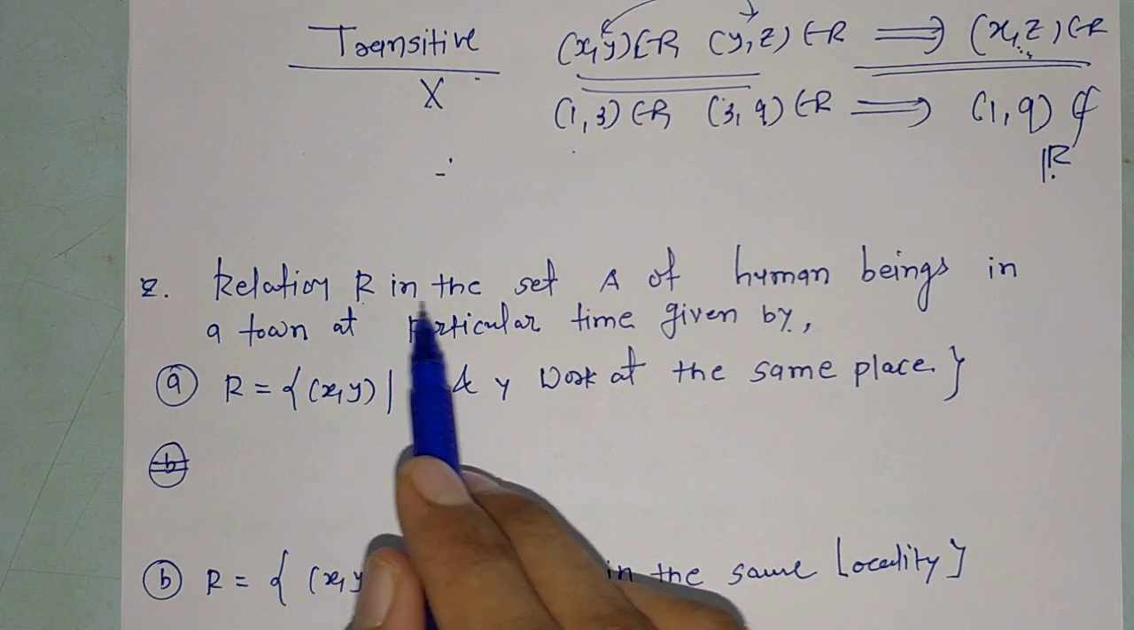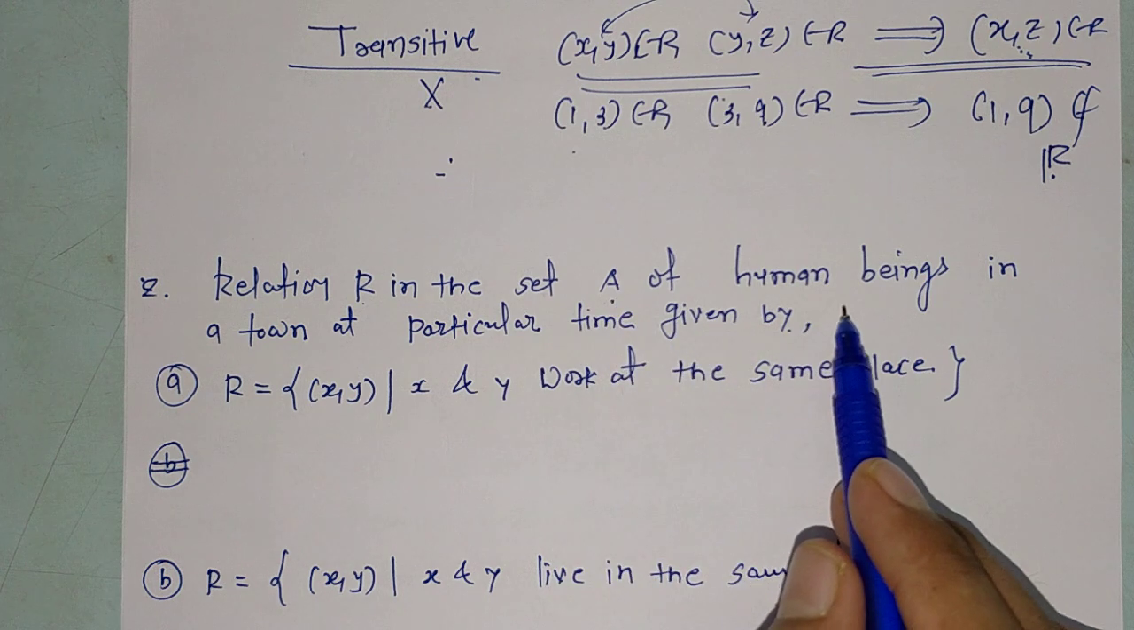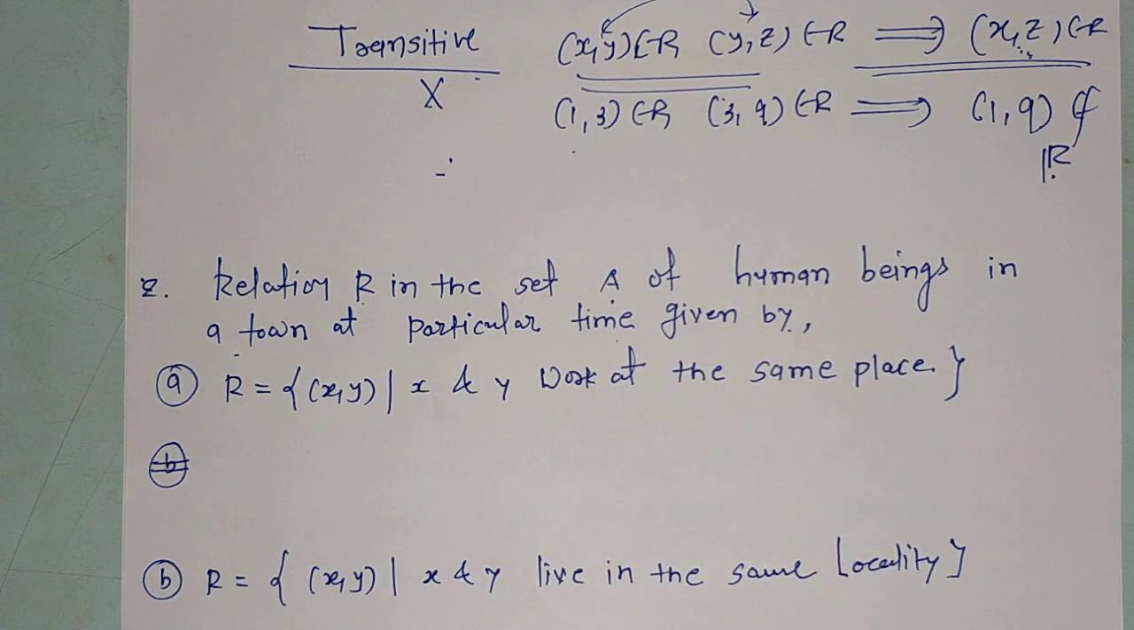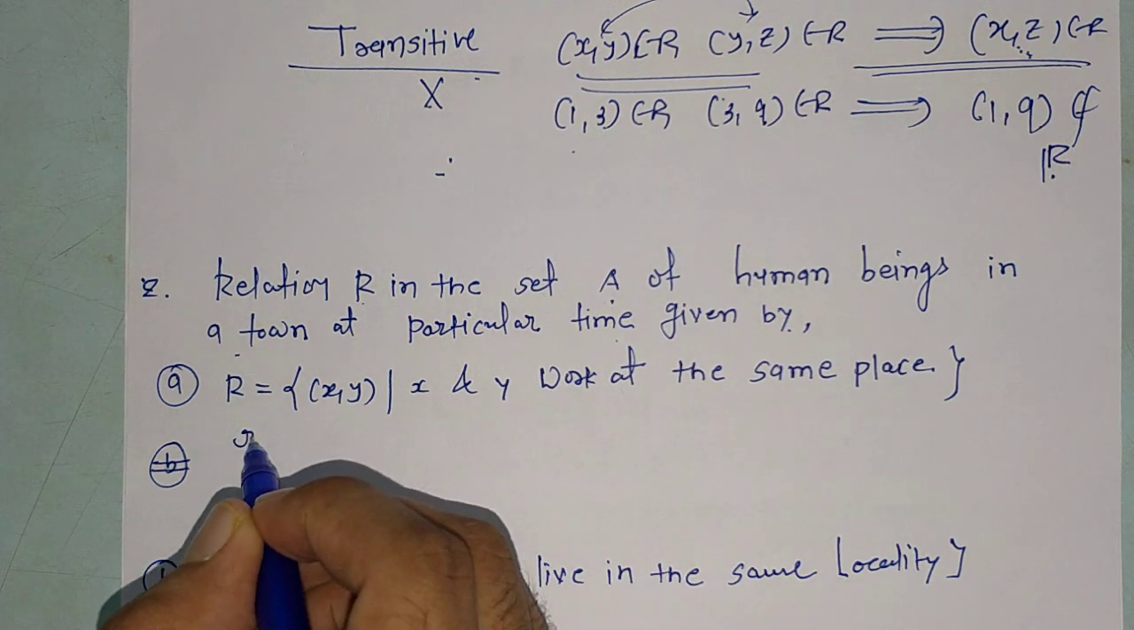Relations are in set A of human beings in a town at a particular time, given by the following. We have to check whether these relations are reflexive, symmetric and transitive. Whenever we have to check, we take a random pair. So, see, reflexivity.